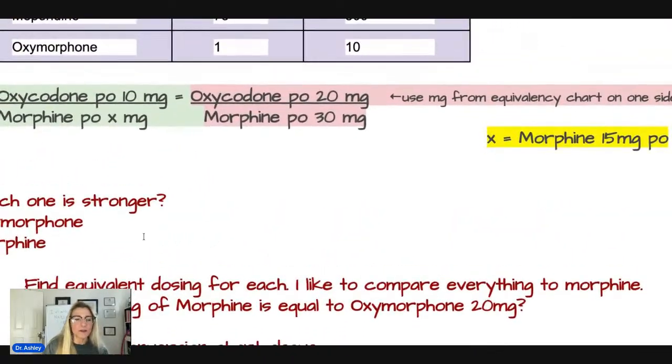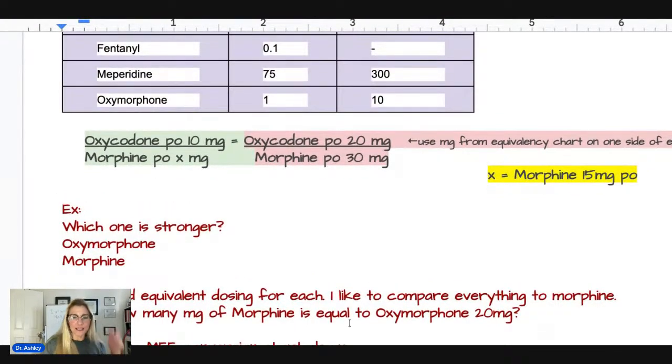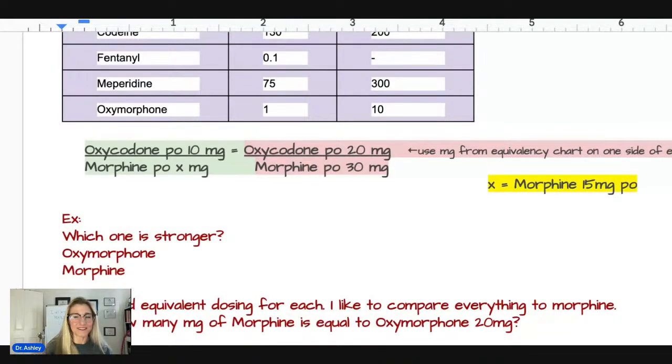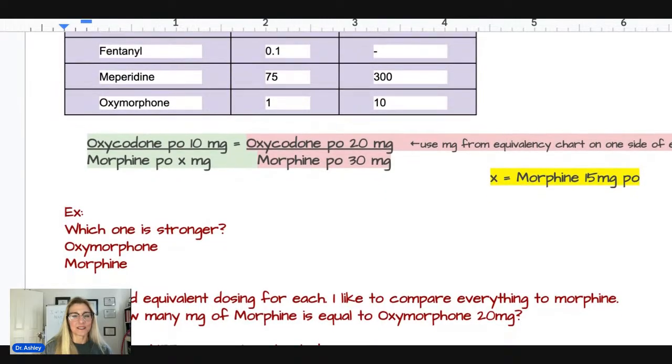Let's do this question. How many milligrams of morphine is equal to oxymorphone 20? You might want to write this down. Sometimes I need to write it down to see. I think I better be more concise and say morphine PO compared to oxymorphone PO. Let's do that.